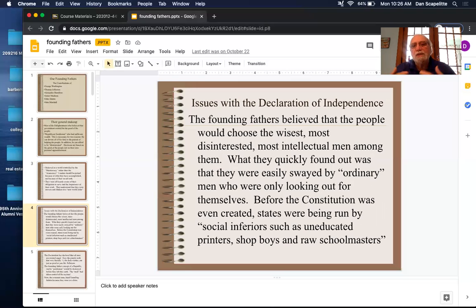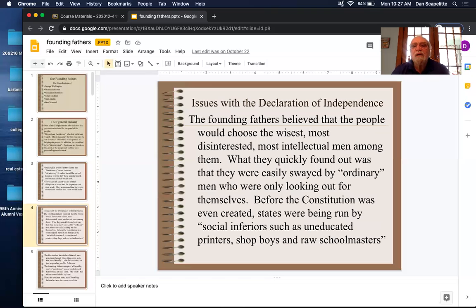The problem is that the people took the Declaration of Independence at its word. They had convinced the people that this government was going to be for the people, that people were going to be free, that they were going to be part of the government and all that sort of stuff. So what the Founding Fathers believed would happen is not exactly what would happen.